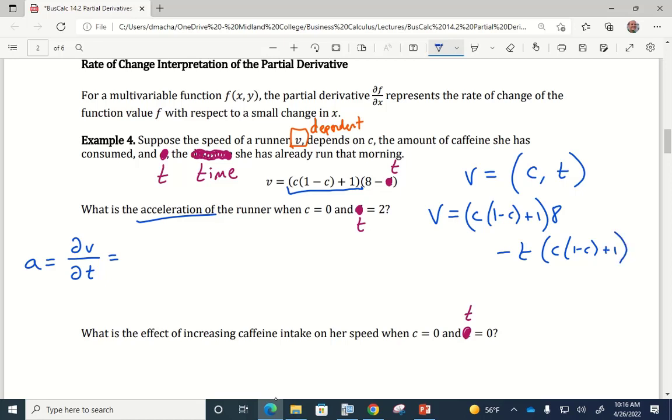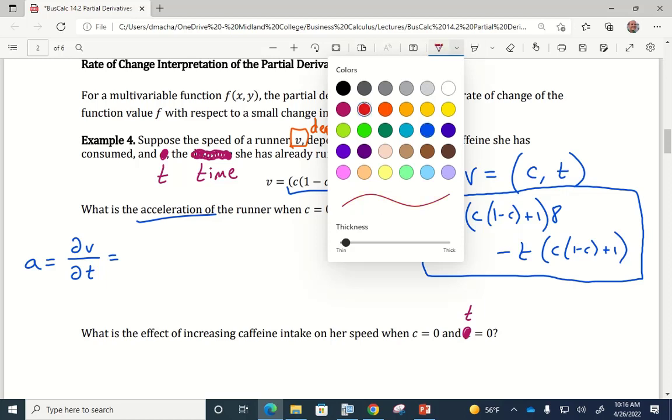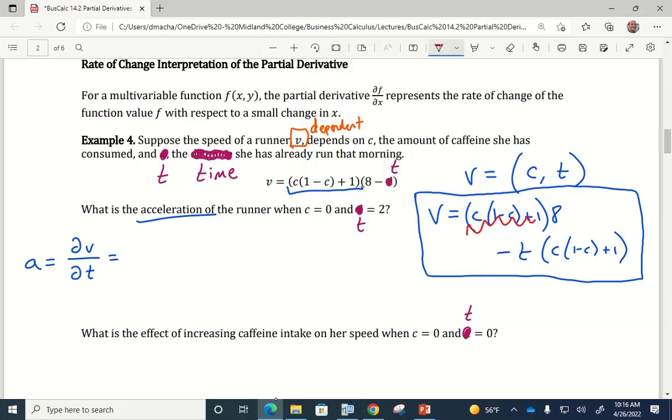So if I'm trying to take the partial derivative of this v function with respect to t, well, this first chunk is going to go away because that's all just a constant. I'm pretending c is a constant because I'm taking the derivative with respect to t. And then for the second bit, the derivative of t with respect to t is just 1. And so what I'm left with is going to be negative c times 1 minus c plus 1.